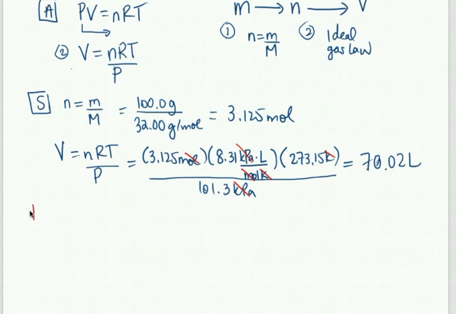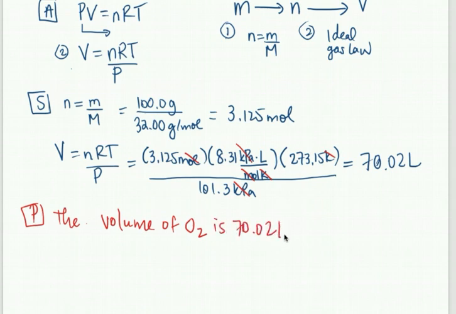All right, and then P is what we found before. So therefore, the volume of oxygen is 70.02 liters. Okay, so I'll accept both methods as answers. I realize they'll be slightly different, but it's still close.